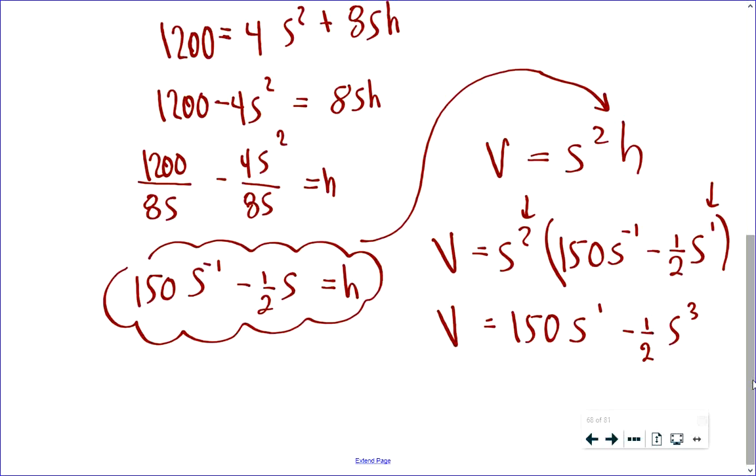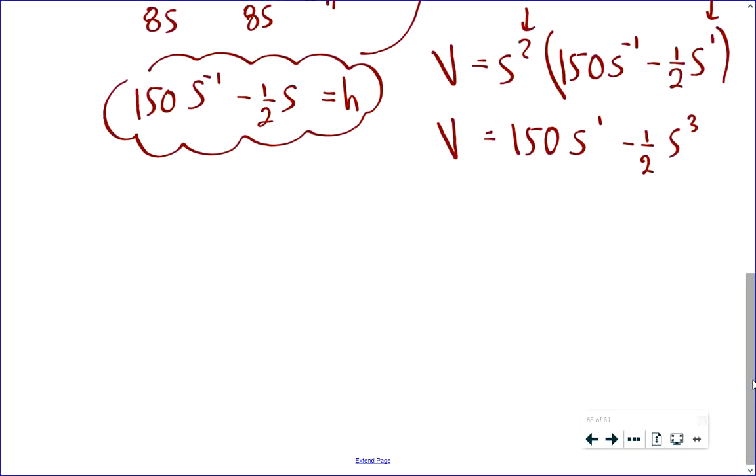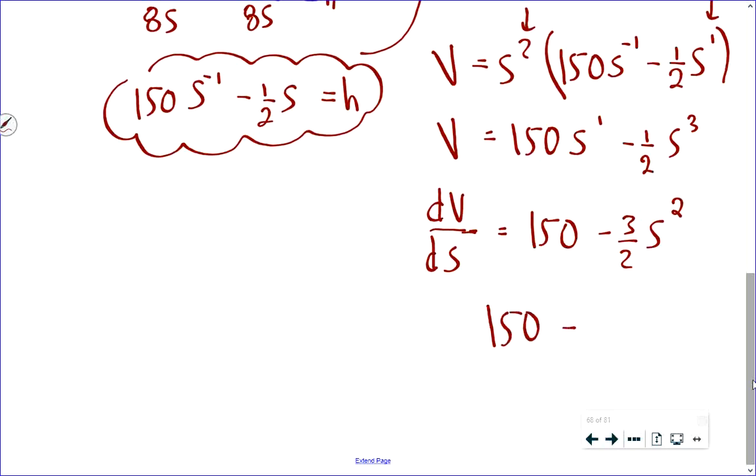Okay, now we're ready to differentiate. And you can see, since it's a cubic polynomial, when you differentiate this, you're going to get a quadratic. dV/ds will be equal to 150 minus 3/2 s squared. Look, sometimes you don't have to play by the rules that I say we should be playing by. You don't have to express this as a simplified fraction. Because it's quadratic and there's no linear term, it's possible to just take this, set it equal to 0, and rearrange for s.